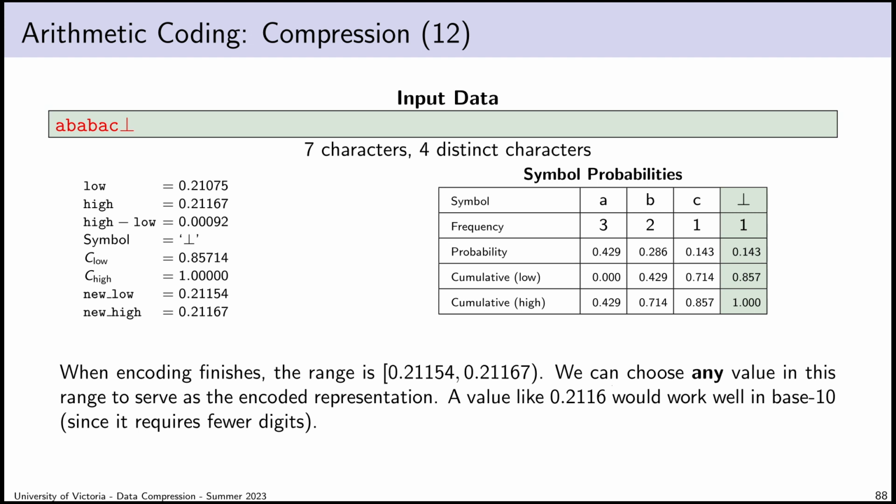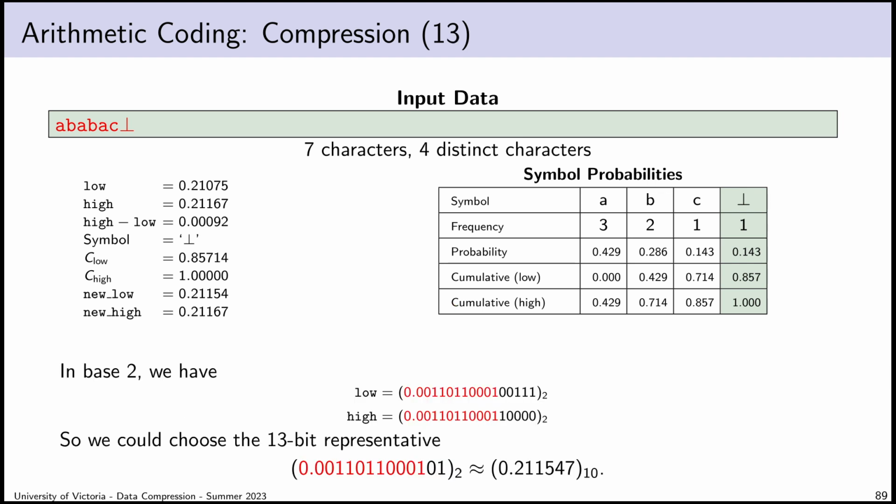In base 10, I might choose 2.2116 because that lies in the middle of this range and requires only 4 digits. If I were to use base 2, I need more bits, obviously, because I'm using base 2. Notice how there's some stuff in red here. The red is the common prefix. So both low and high begin with this sequence.